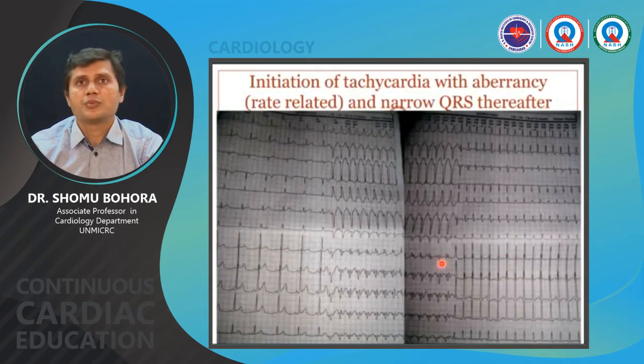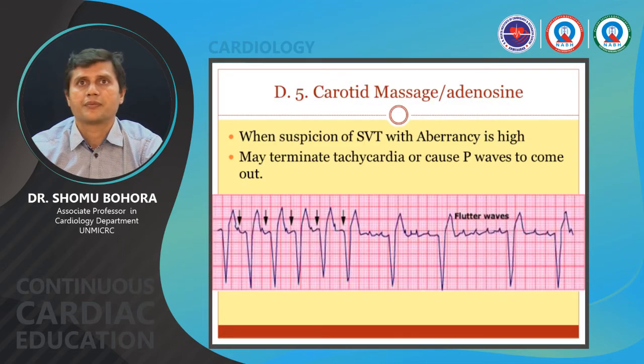Even if you take a long rhythm strip, initial aberrancy is seen and then it becomes narrow complex, suggesting this to be an aberrant conduction as compared to a tachycardia. So therefore, it's very easy if you have a tachycardia ongoing with a broad as well as narrow complex, which suggests the patient has an SVT with aberrancy.